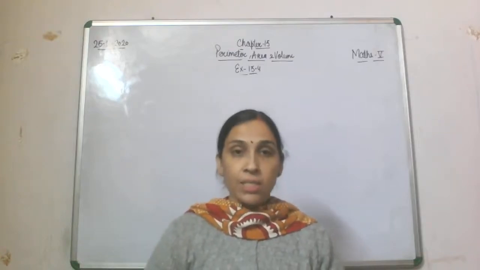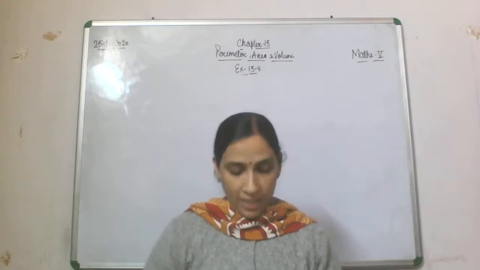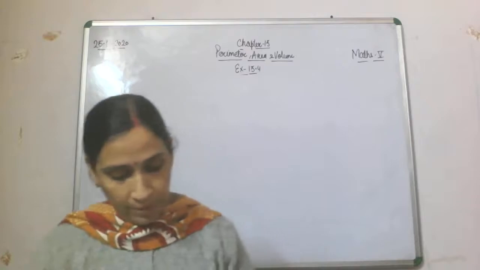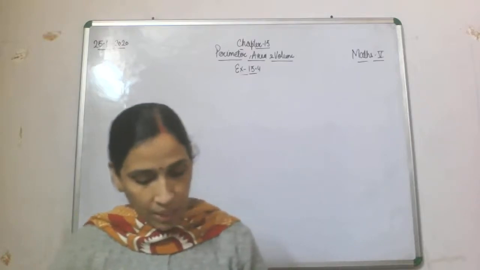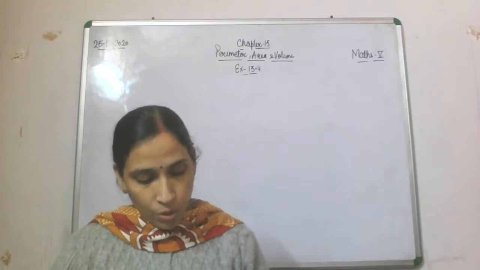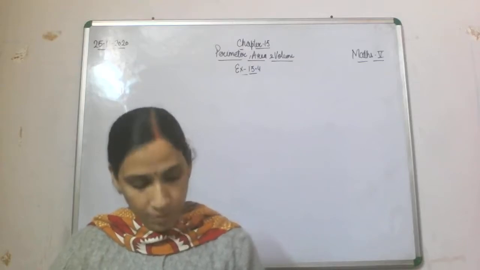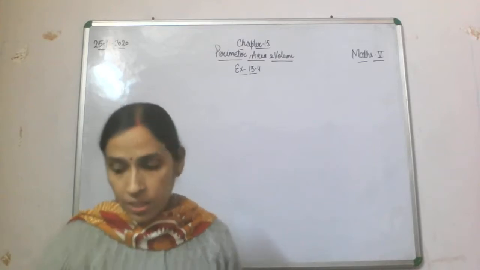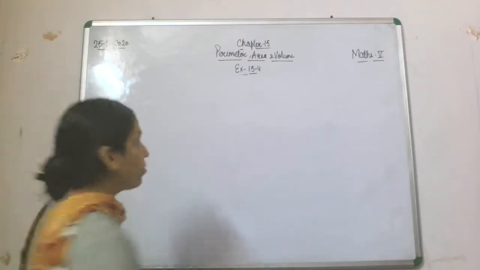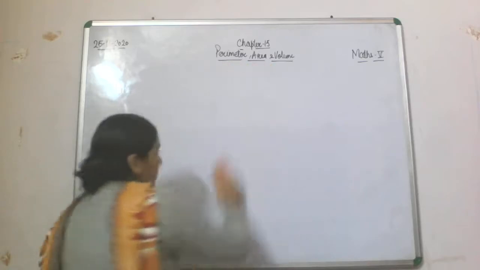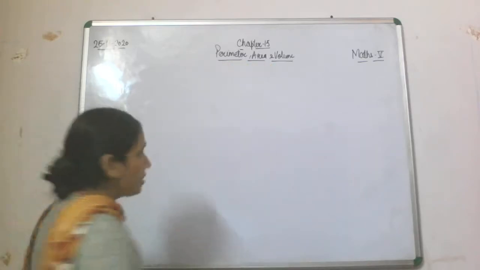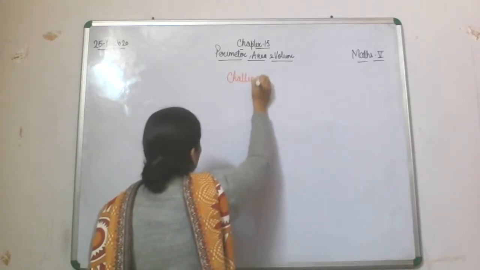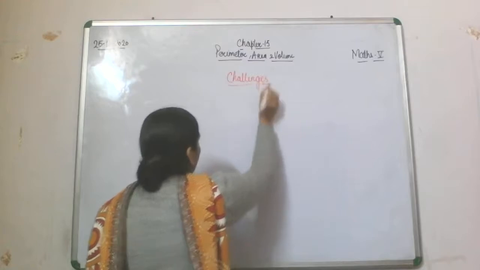And challenges is an important one. We need at least 12 matchsticks to make a cube as shown. If the length of each matchstick is 1 centimeter, what will be the volume of the cube? Challenges, we'll see those challenges. Now exercise 13.4 we have finished, and now I am going to start with the challenges of this chapter.